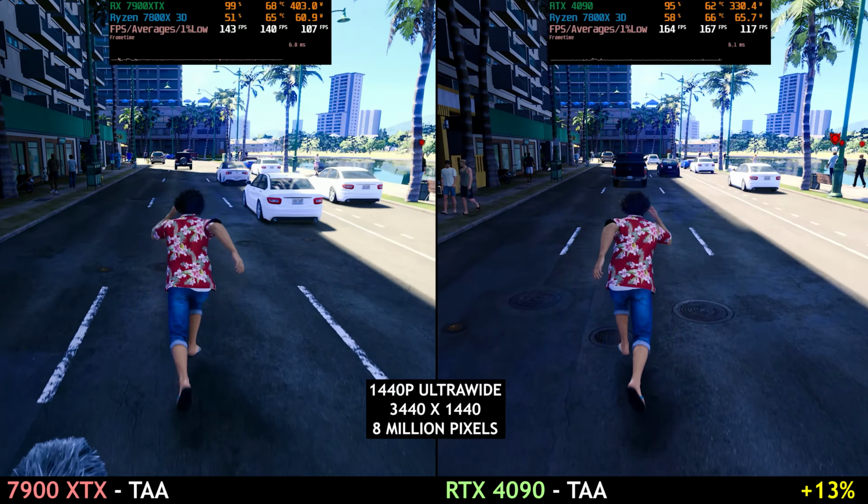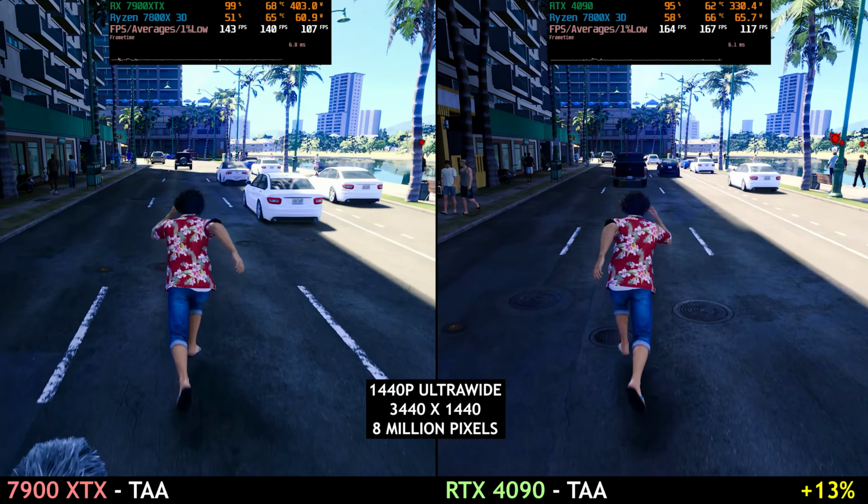In Horizon Forbidden West, the 7900 XTX and RTX 4090 are actually quite comparable. I've done a separate video looking at multiple resolutions. Actually, both GPUs perform similarly in this game, but for the sake of this comparison, at 3440 by 1440 native TAA, the 4090 has a 9% lead on average FPS, while the 7900 XTX has a bit of a lead on the 1% lows by a couple FPS. But what about FSR 3 frame generation?